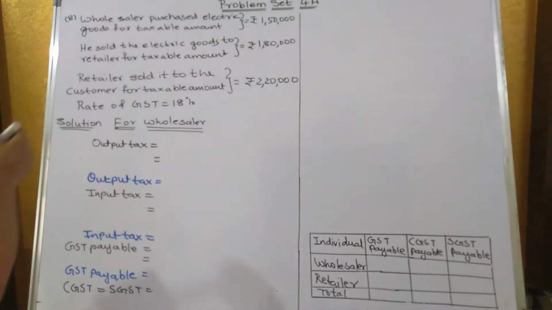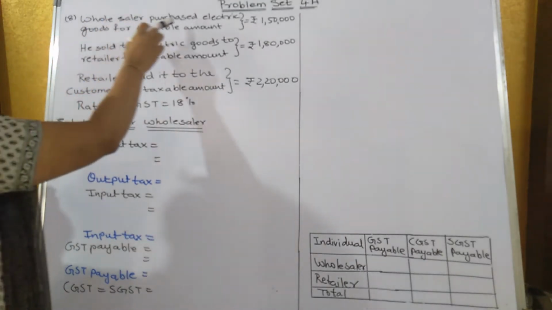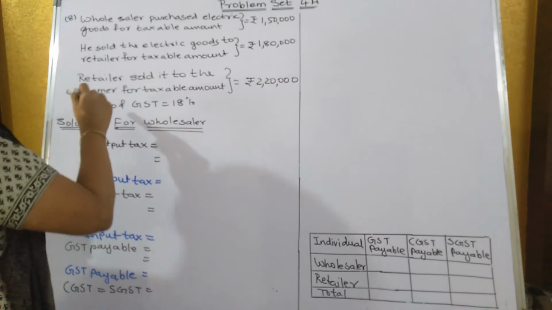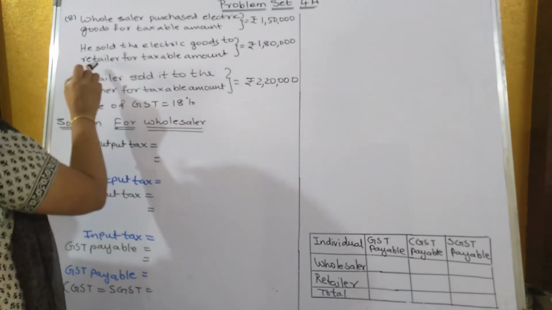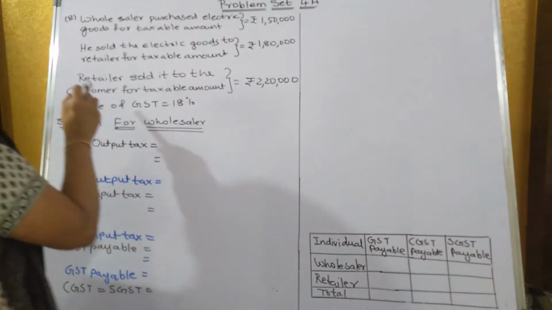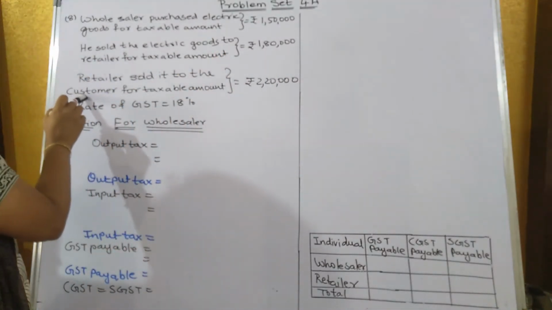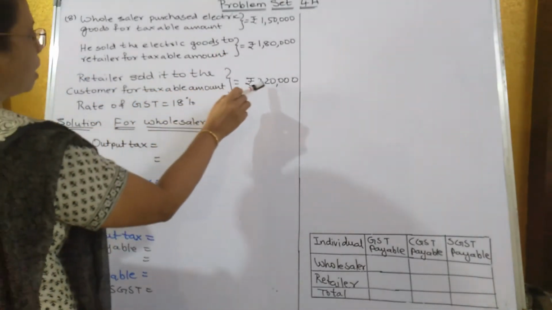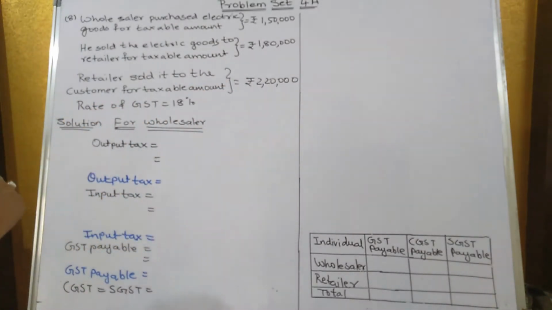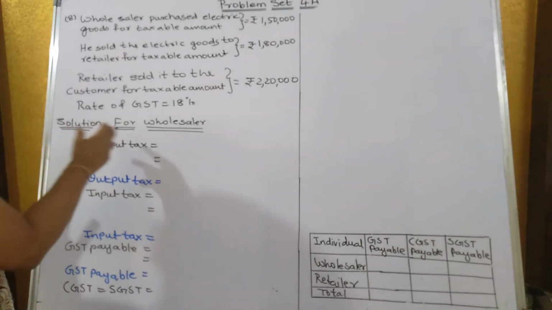Now sum number 8, problem set 4a. They have given that a wholesaler purchased the electric goods for a taxable amount of 1,50,000, and he sold the electric goods to the retailer at the taxable amount of 1,80,000, and this retailer sold it to the customer for the taxable amount of 2,20,000, and the rate of GST at every stage is 18%. Now let us consider the wholesaler.